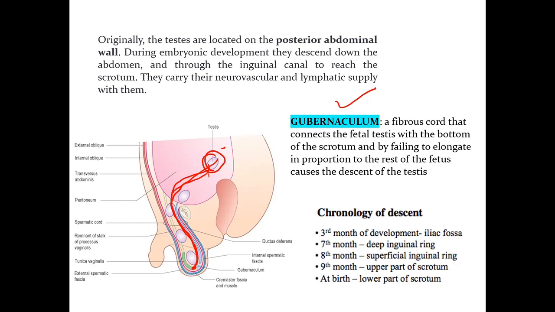7th month, where is it? At the deep inguinal ring. At the 8th month, the superficial inguinal ring. At the 9th month, the upper part of the scrotum. At birth, it is in the lower part of the scrotum.